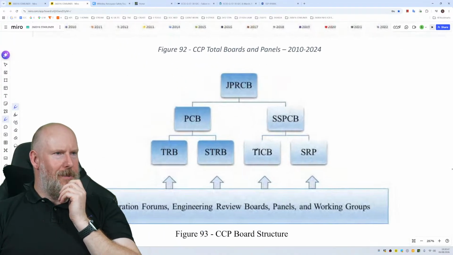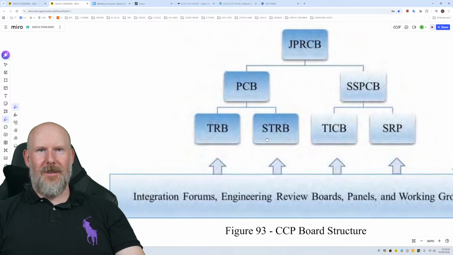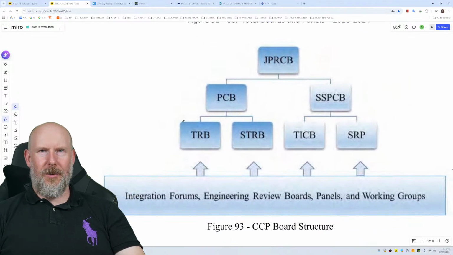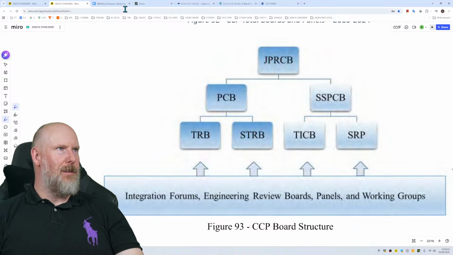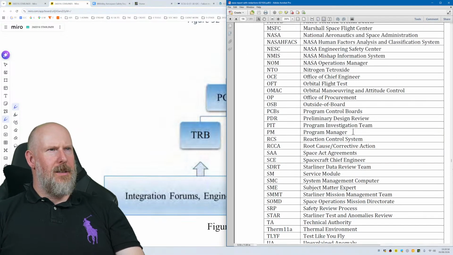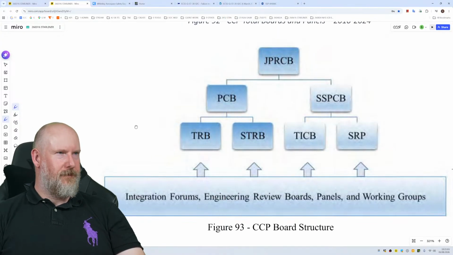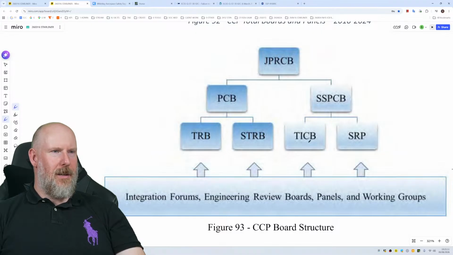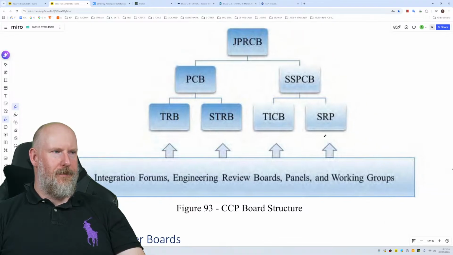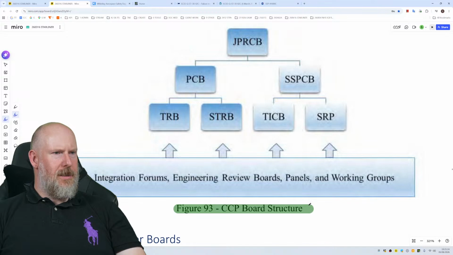So here we go. Oh, look at this, everybody. We've got a structure. Yeah, we could use this to influence our control structure model. So let's have a look. We've got the JPRCB. What the heck is one of them? JPRCB, PCB, SSPCB, TRB, STRB, TICB, SRP. Integration forums, engineering review boards, panels, and working groups. So CCP board structure.